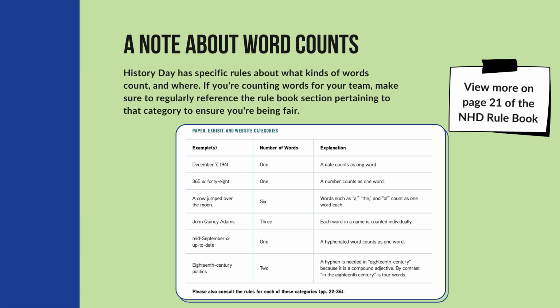A note about word counts. Word counts are pretty tricky to get right. The History Day rulebook goes into detail about how to count numbers, dates, and names. Some categories have more specific rules on what type of text to count. For example, in a historical paper, the quotes from a primary or secondary source count towards the total. However, for an exhibit, quotes from primary or secondary sources do not count.